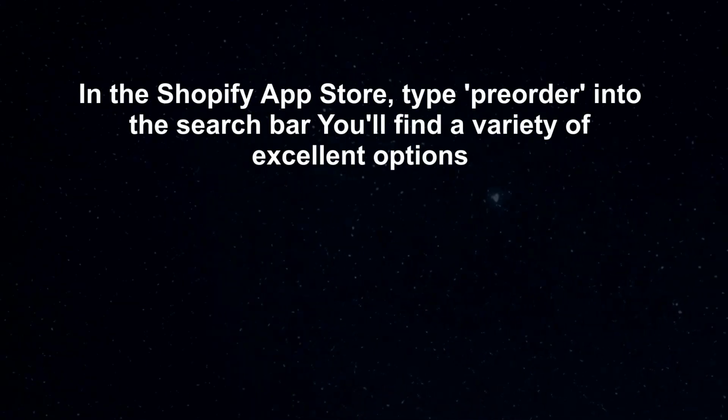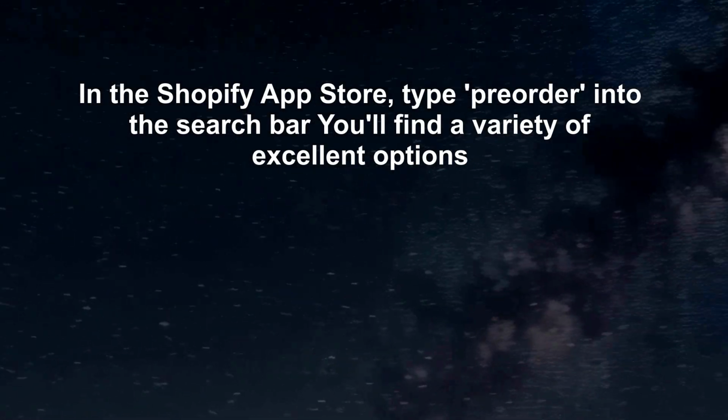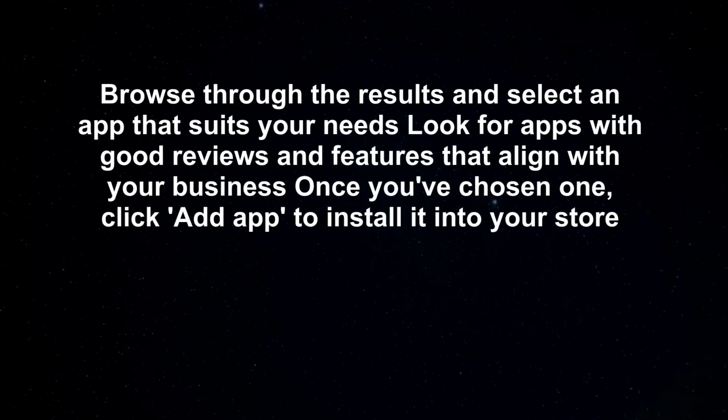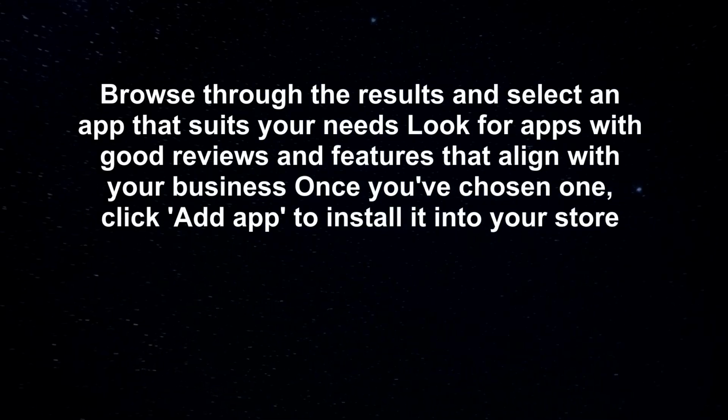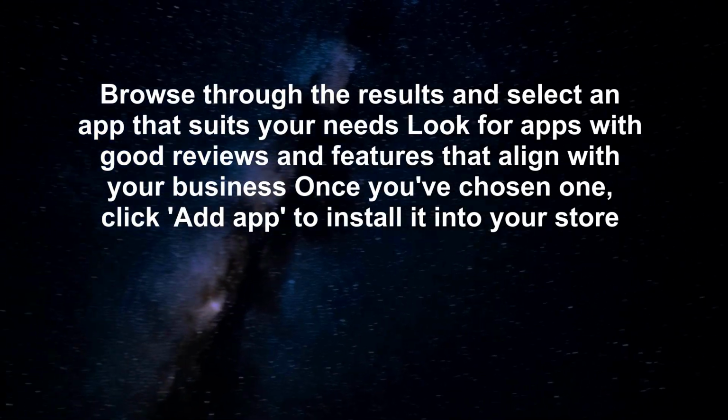In the Shopify App Store, type Preorder into the search bar. You'll find a variety of excellent options. Browse through the results and select an app that suits your needs. Look for apps with good reviews and features that align with your business. Once you've chosen one, click Add App to install it into your store.